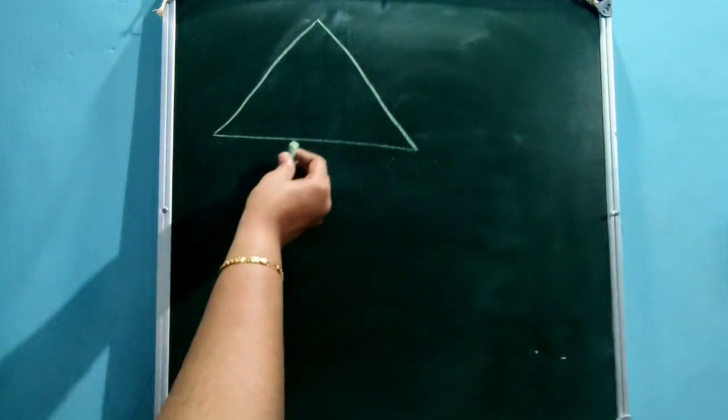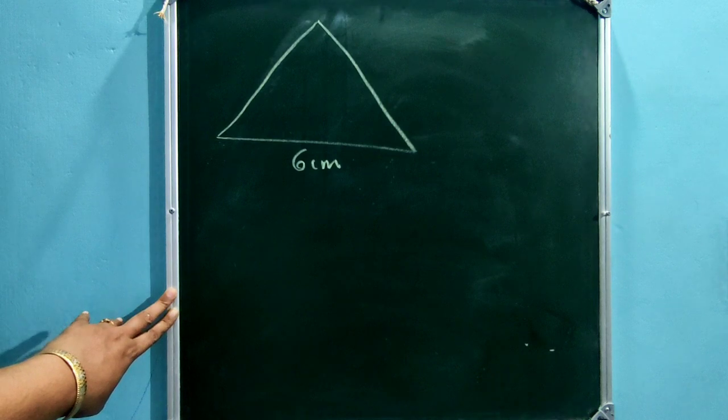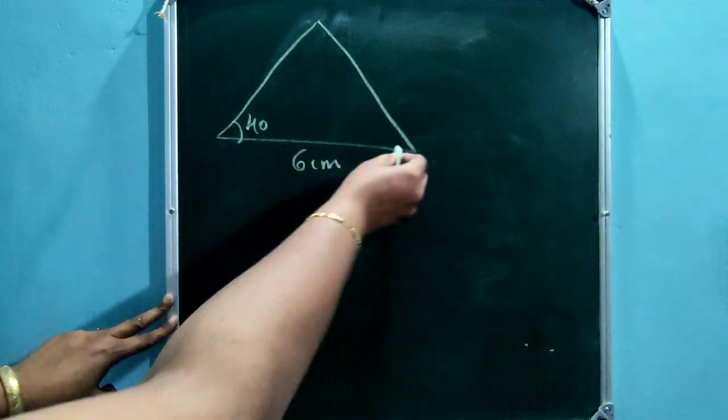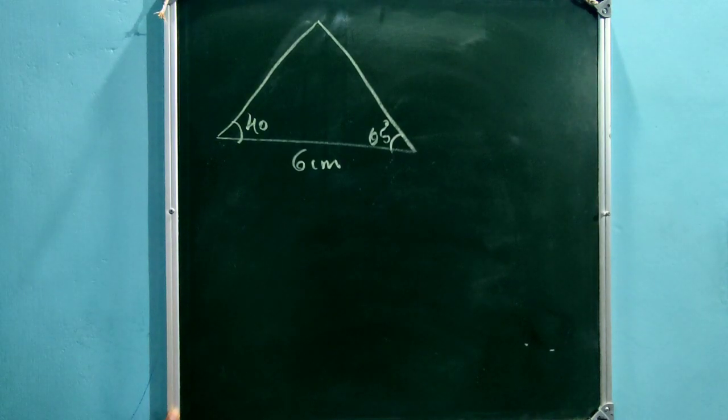Now we are going to do the last problem in the exercise. Question is, one side of a triangle is 6 centimeters and the angles at its ends are 40 degree and 65 degree. Calculate its area. So here we have a triangle, and this side is equal to 6 centimeter. One angle is equal to 40 degree and the other is equal to 65 degree. We need to calculate its area.